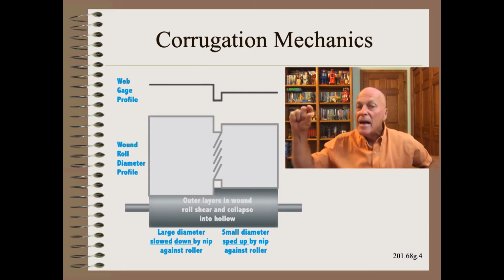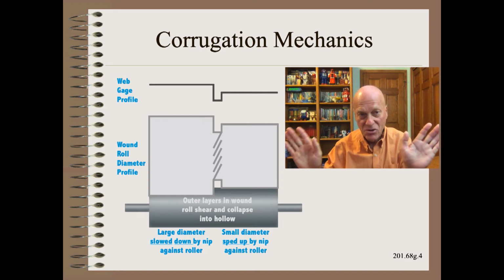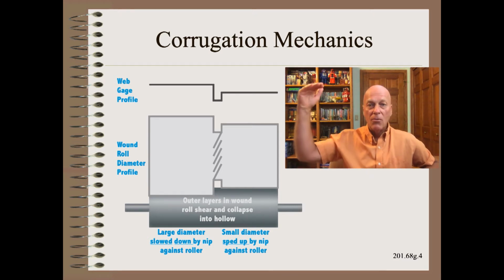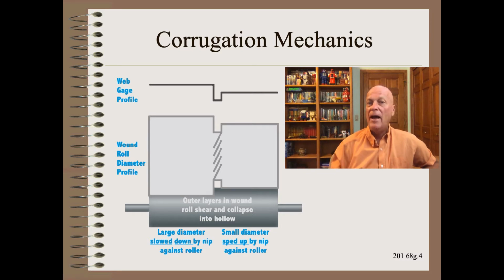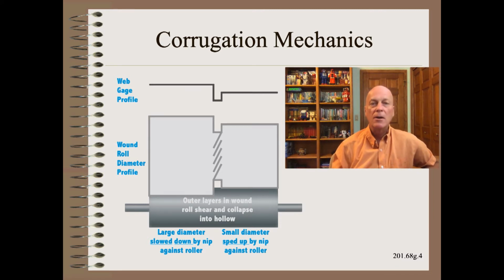However, tiny thickness variation does not mean tiny result. In any case, you might be able to get away with the profile variation if you have a pure center wind. The problem is if you have a nip. Obviously, that big part of that roll wants to turn faster because it is slightly bigger there. Conversely, the little part of the roll wants to turn slower.